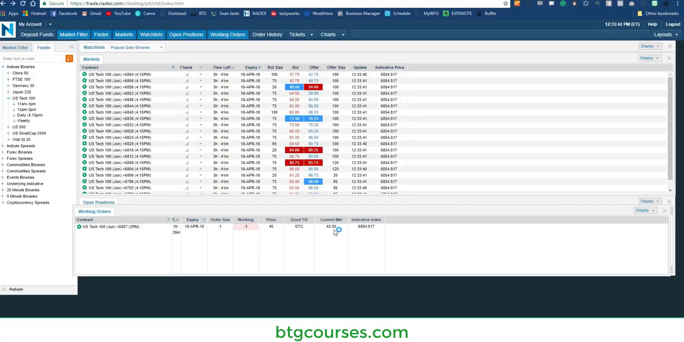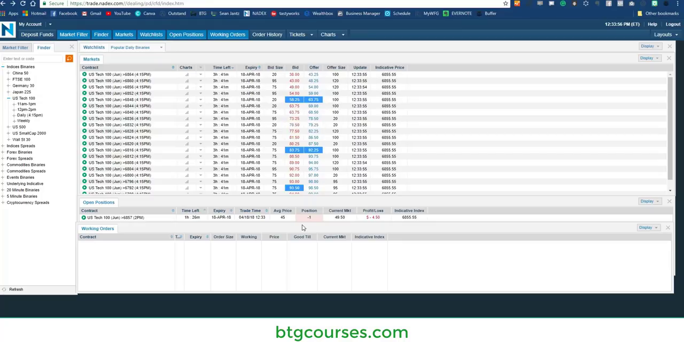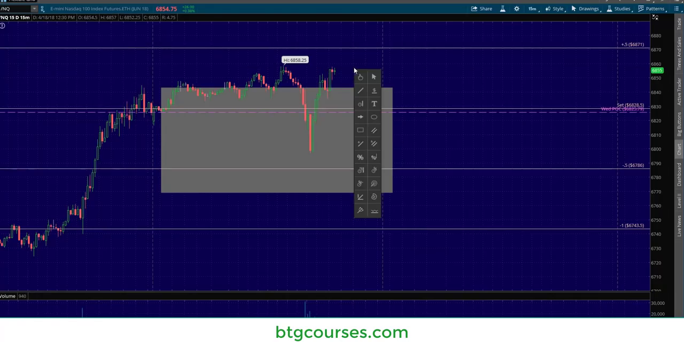See if I got filled. Come on, two more dollars, I get filled. And so you always want to put your order out there. And so there I am, I'm in. So there's my trade. I'm in at 45. And so let's go back to this chart. And so I'm in at the 68.57.